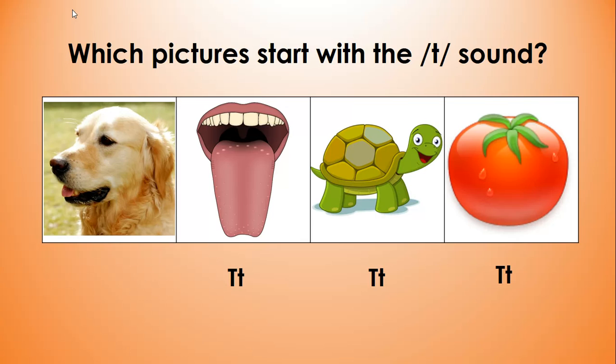Let's go back to our first picture. Dog. If you make the sound dog, the beginning sound D doesn't have the same shape in your mouth as the sound T. When we make the T sound, our tongue touches the top of our mouth. So dog starts with a different sound than the letter T sound. T. Dog starts with a D.